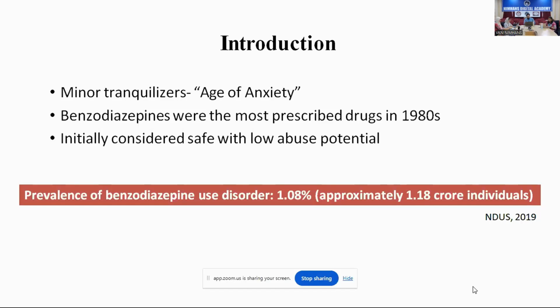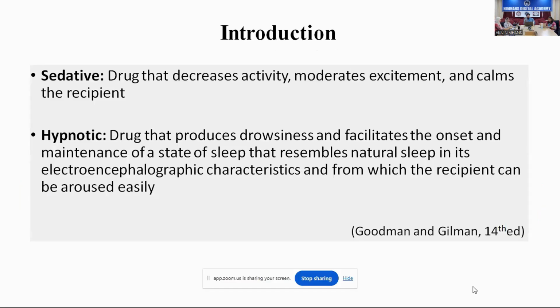So coming to the minor difference, these are the two terms that we use very interchangeably, sedatives and hypnotics. So what is the difference? So sedative is basically a drug that decreases activity, moderates excitement, and calms the recipient. Hypnotic is something that produces drowsiness and it facilitates the onset and maintenance of a state of sleep that resembles natural sleep in its EEG characteristics and from which the recipient can be aroused easily. So this is the basic difference between sedative and hypnotic. But again, in terms of benzodiazepine, these terms have been used interchangeably.